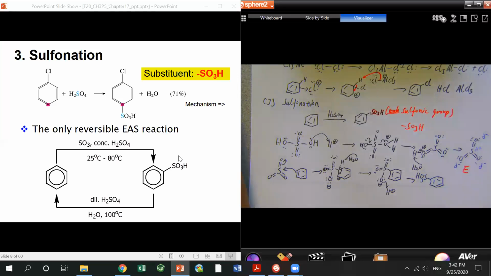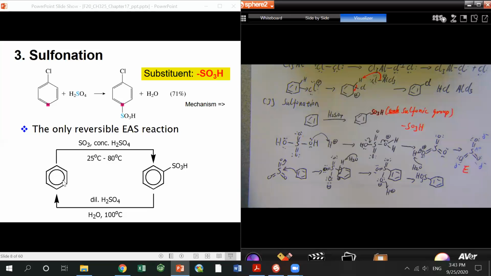For the sulfonation reaction, it's pretty interesting. This is the only reversible reaction of all five ES reactions. Normally, if you use highly concentrated sulfuric acid that has SO3 dissolved inside, you can push it into the sulfonated product. But if you use dilute sulfuric acid as catalyst, just an aqueous solution, and a higher temperature, you can cleave off the sulfonic group and give back just the benzene.